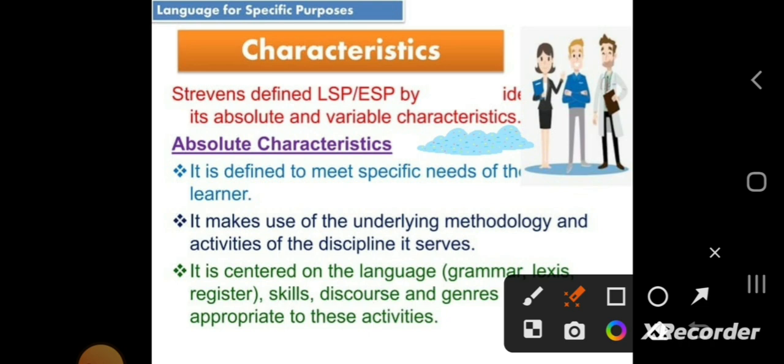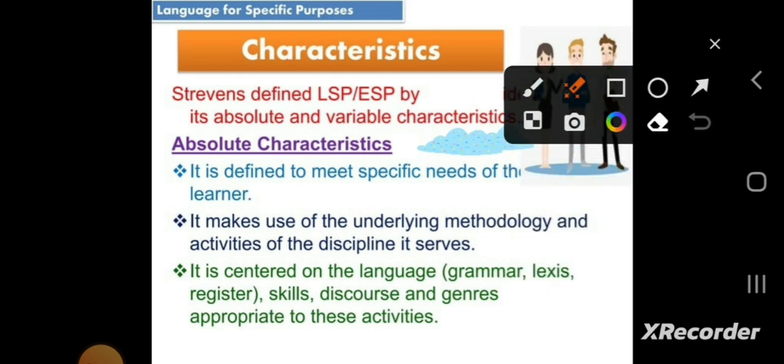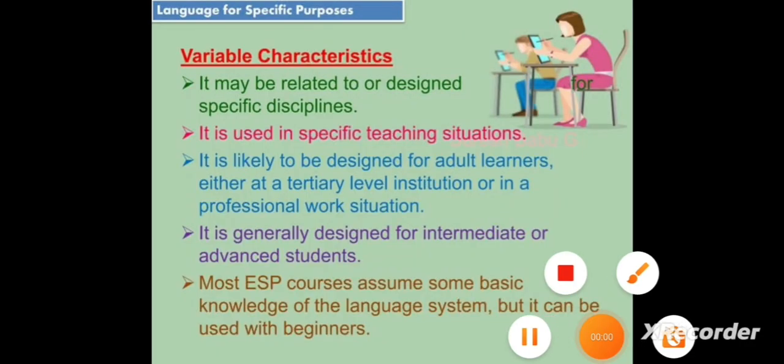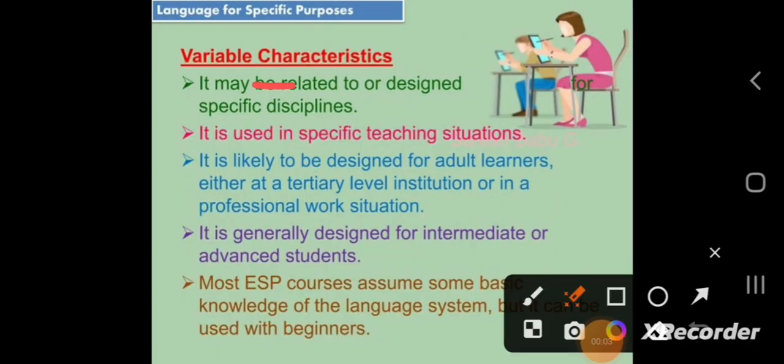These absolute characteristics ensure that LSP or ESP courses are focused, relevant, and practical for learners' specific language needs. It's centered on the language, grammar, lexis, register, skills, discourse, and genres appropriate to these activities. Variable characteristics. It may be related to or designed for specific disciplines. ESP courses are tailored to the needs of learners in a particular field or profession such as business, medicine, or engineering.